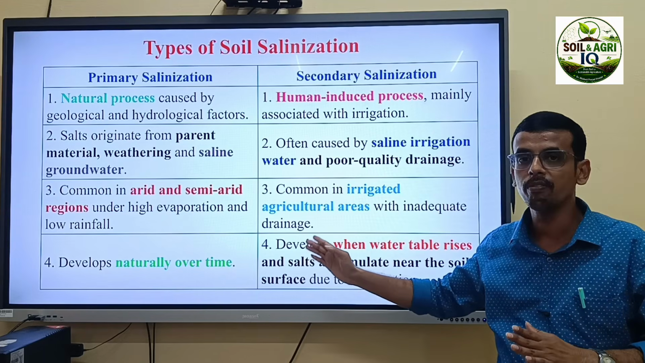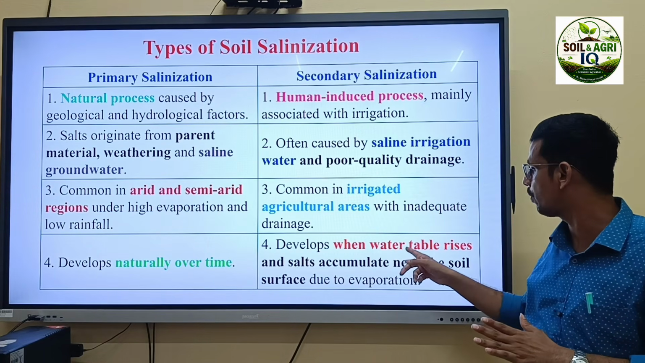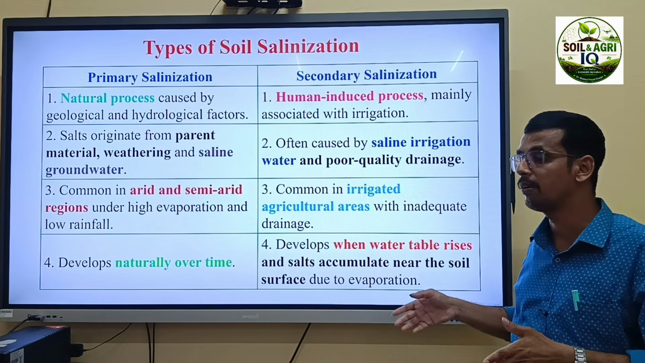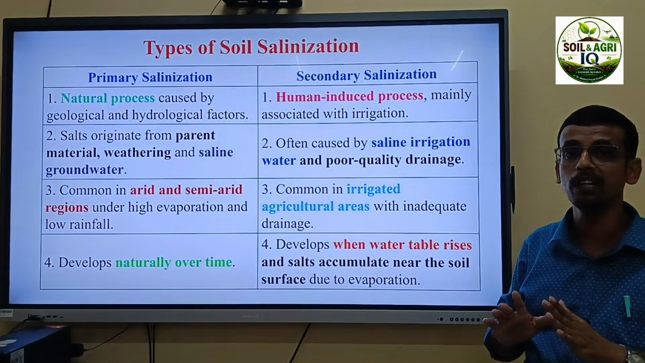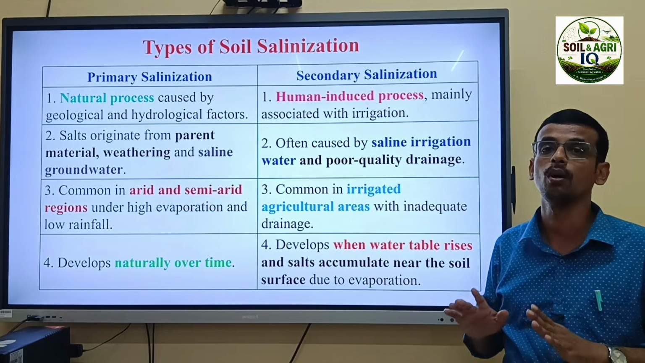Primary salinization develops naturally over time, and it develops even when the water table rises, and salt accumulates near the soil surface and also in the root zone due to the process of evaporation.